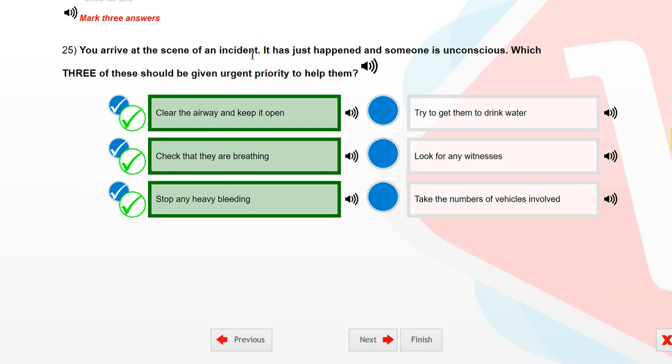You arrive at the scene of an incident. It has just happened and someone is unconscious. Which three of these should be given urgent priority to help them? Clear the airway and keep it open. Check that they are breathing. Stop any heavy bleeding.